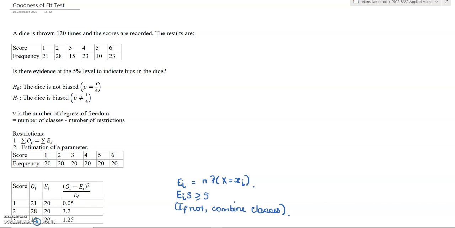Today we want to look at whether a given data set follows a particular distribution. So let's look at an example.